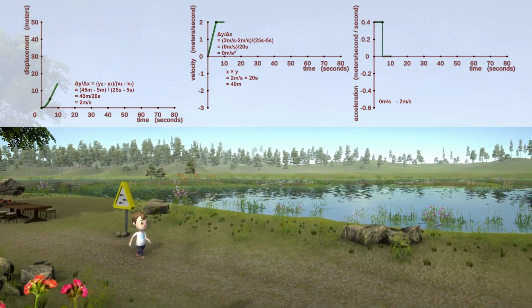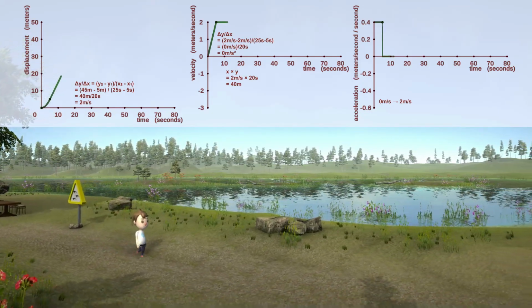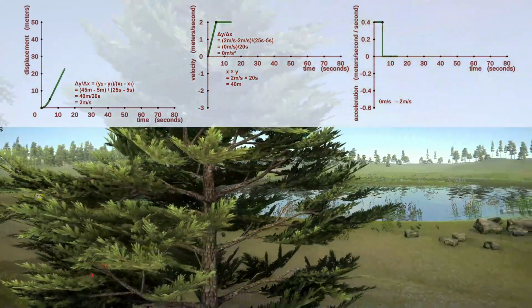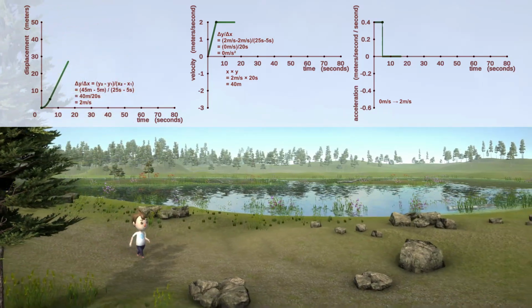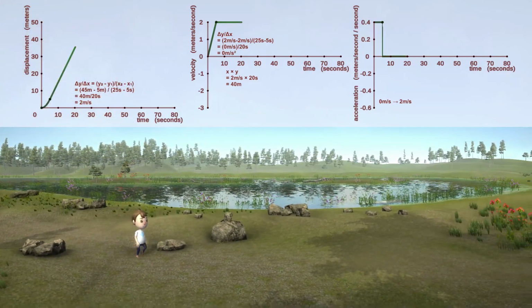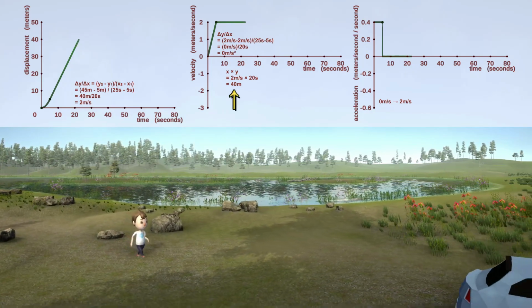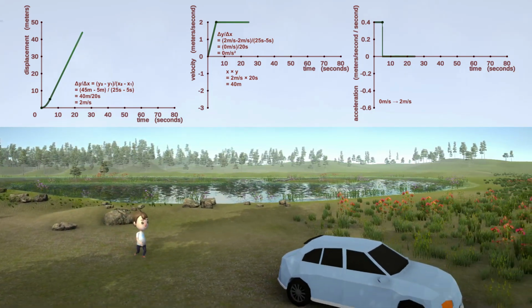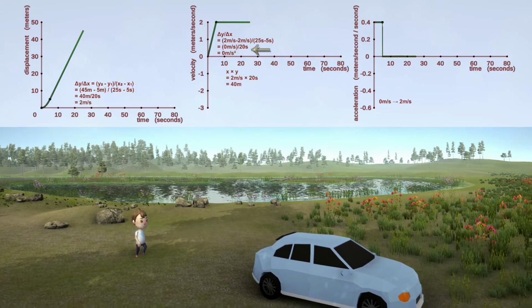Next, the slope of the displacement graph remains at 2 meters per second for 20 seconds, which is again confirmed by the velocity graph at y equals 20 and the zero acceleration. You can calculate the area under the velocity graph to get the 40 meters displacement. And the slope gives you the 0 meters per second squared acceleration.